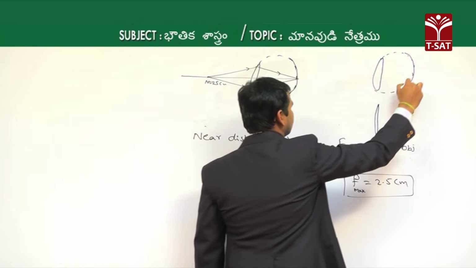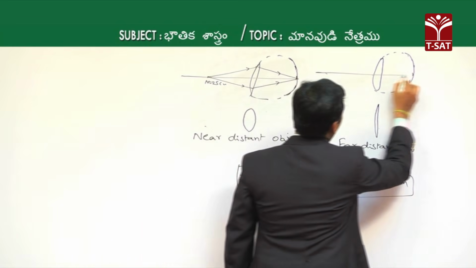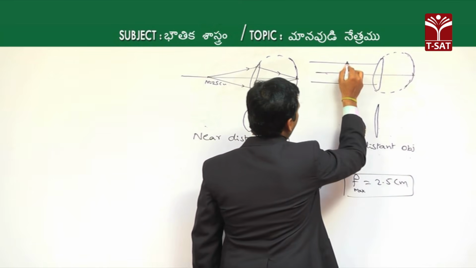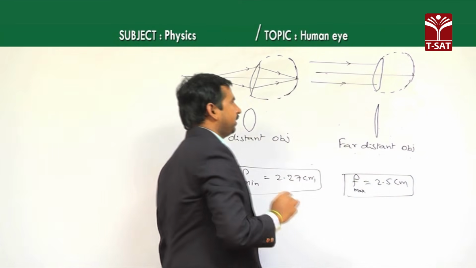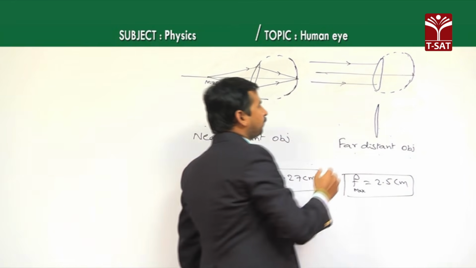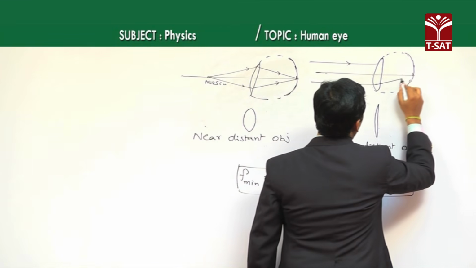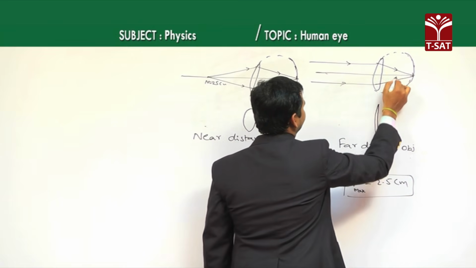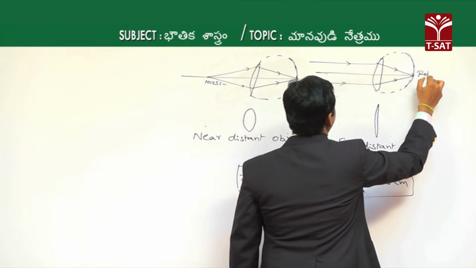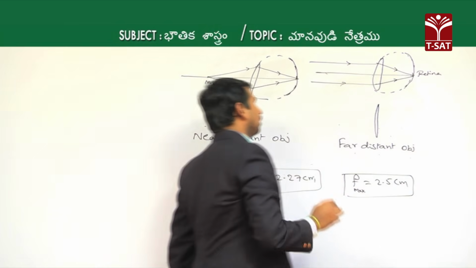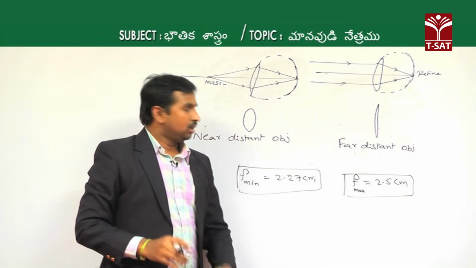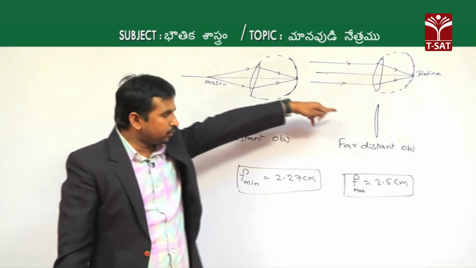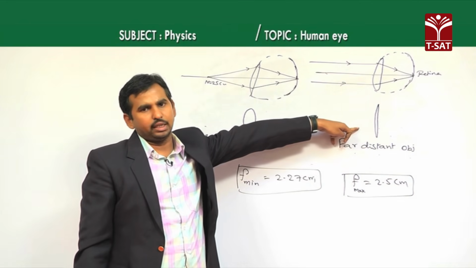So, let us suppose this is our eye lens, and here the object's light rays are coming parallel, because the object is at very far distance. Then after refraction, the light rays are going to meet again exactly on the retina here, like this. This is our retina. So, this is the case for the minimum focal length, and this is for the case of maximum focal length.